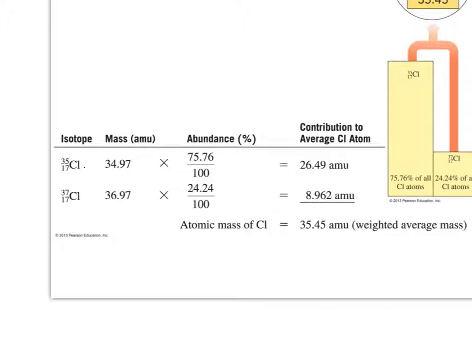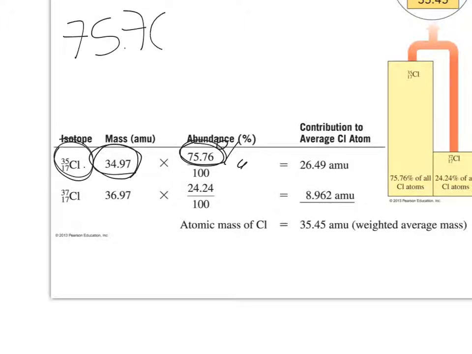So for example, here we have chlorine 35. The mass is 34.97 and the abundance is 75.76. This is a percentage, correct? So what we're going to do is take that 75.76 and divide it by 100. That number will be multiplied by the mass of that particular isotope.